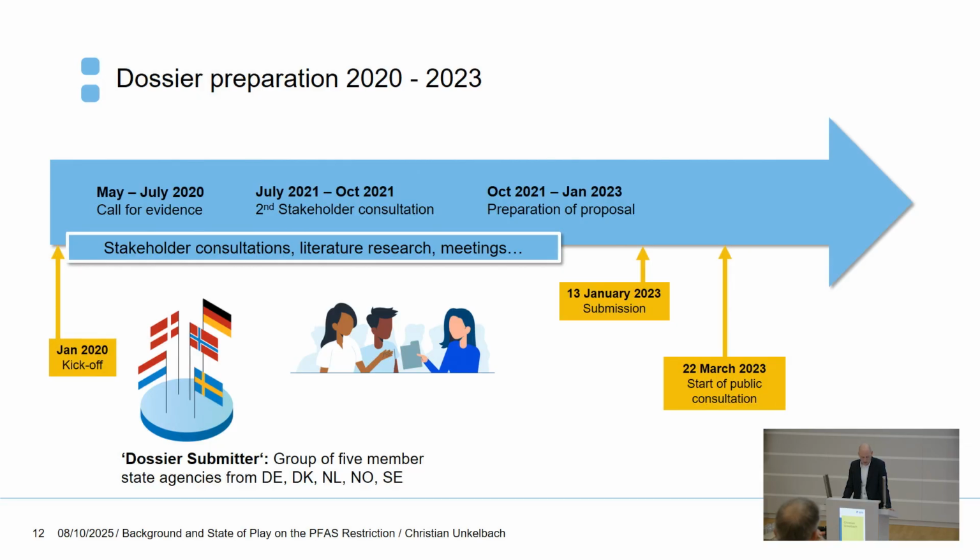So in January 2020, we had a kickoff between the 5 member states. This was followed by several rounds of informal information gathering among stakeholders, and the preparation of the proposal was accompanied also by meetings with stakeholders, literature research, so to get the overall picture. And in the beginning of 2023, the dossier was formally submitted to ECHA, and after the conformity of the dossier was secured by the committees, the public consultation started in March.